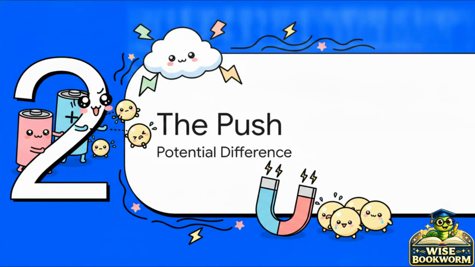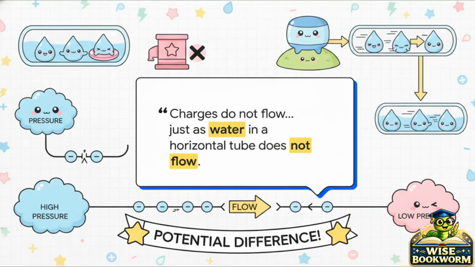Moving right along to Section 2, the push, or potential difference. So we know electrons can flow, right? But they won't just move on their own. There's a great quote from our source material that explains it perfectly using a water analogy. Imagine a perfectly horizontal tube filled with water. The water just sits there. But if you connect one end of that tube to a high-pressure water tank way up on a hill, well, the pressure difference absolutely forces the water to flow.